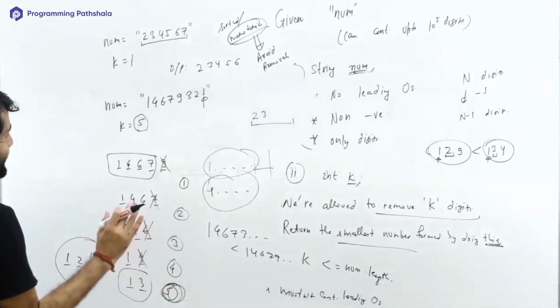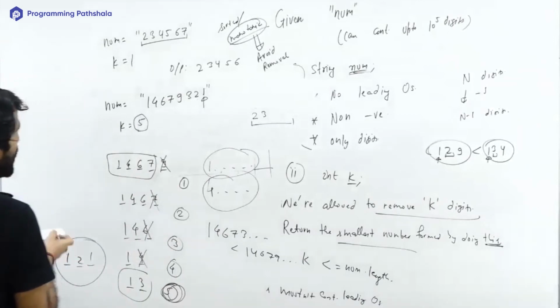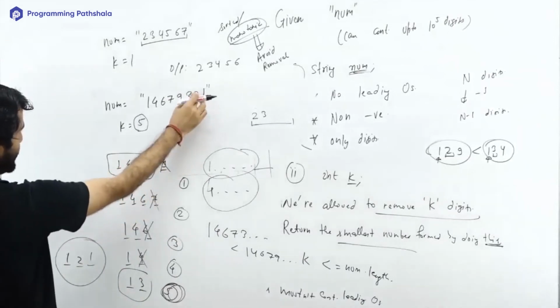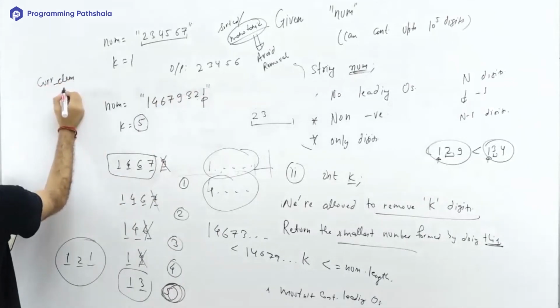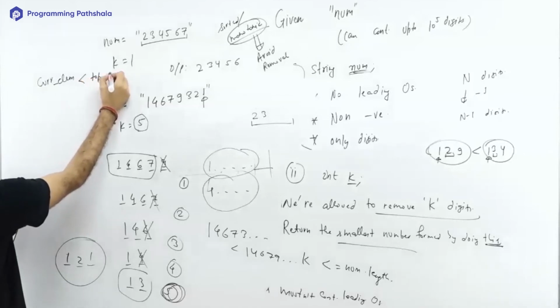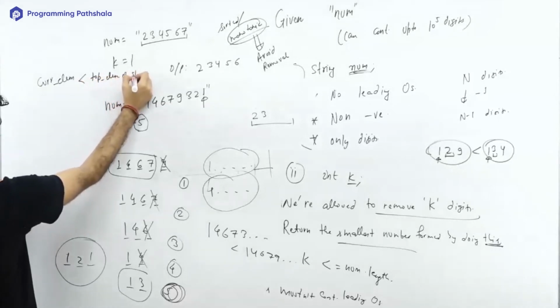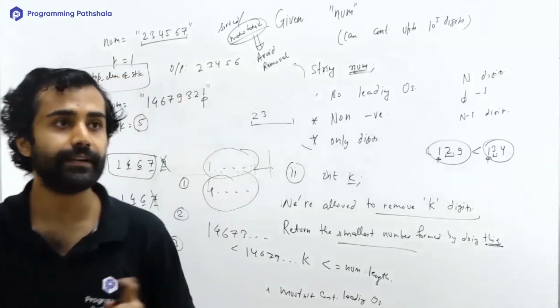Okay, cool. Now I have one simple question for you. So when did you use to pop an element from the stack? When did you use to pop? You popped when your current element, if I call this thing the current element, was found to be smaller than the top element of the stack, then only you used to pop from the stack, isn't it? Yes or no?